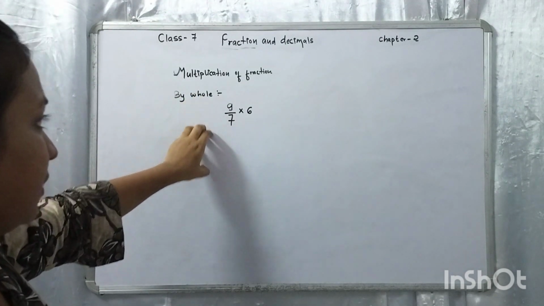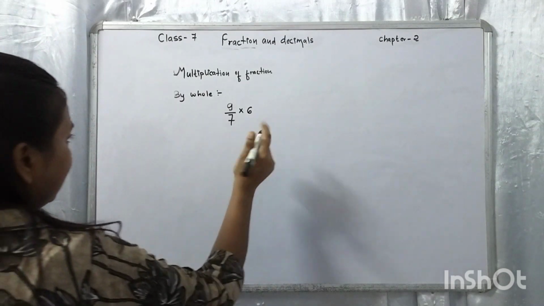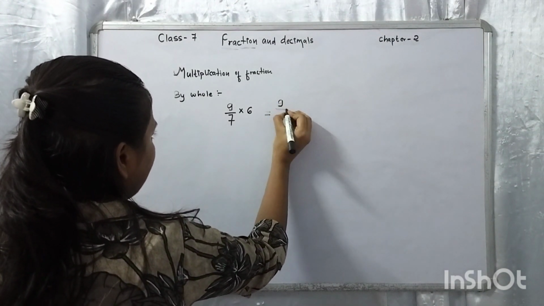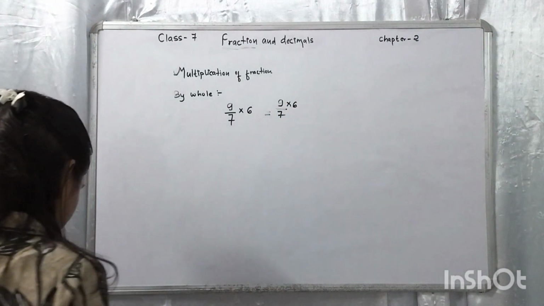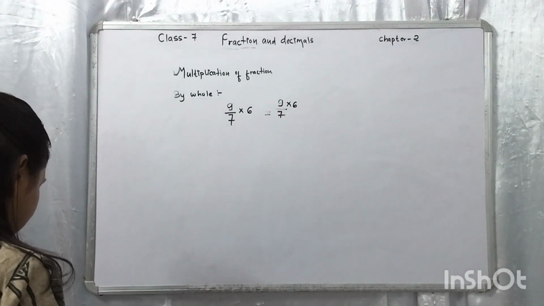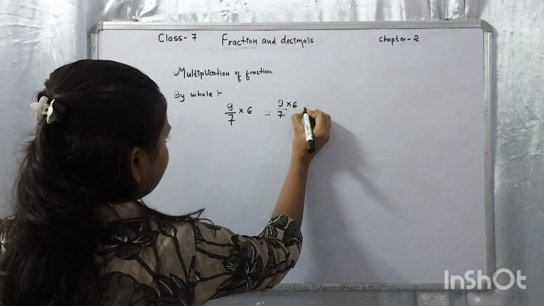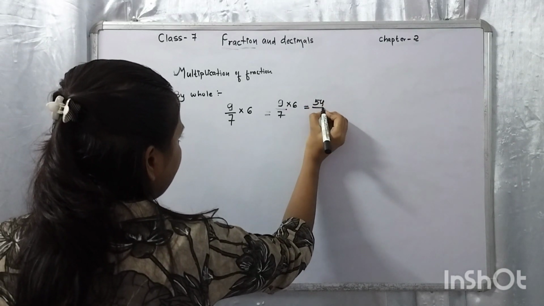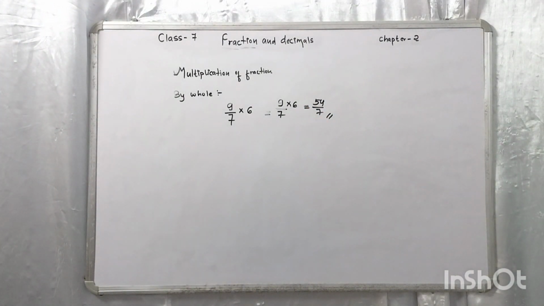So when a fraction has to be multiplied by a whole number, what do we need to do? We will write 9 by 7 into 6. That is into 6. Then this will be 9 sixes are 54 by 7. So this is how we multiply a fraction.